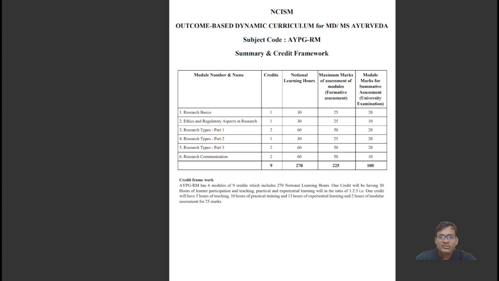The maximum marks for this module are 25 marks for formative assessment. For the summative assessment at the end, the university examination, 20 marks will come from this module. So what are formative assessment and summative assessment? The formative assessment is done by the teacher at the time of learning, in the continuation of the course. Summative assessment is the final university examination. That one we call the summative assessment. So in the final summative university examination, 20 marks will come from research basics.